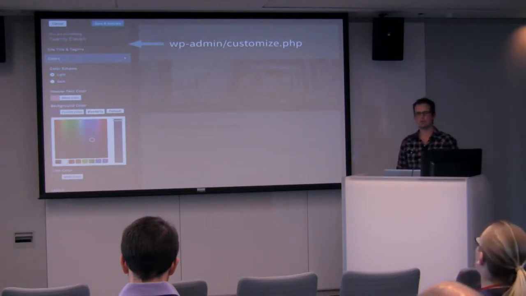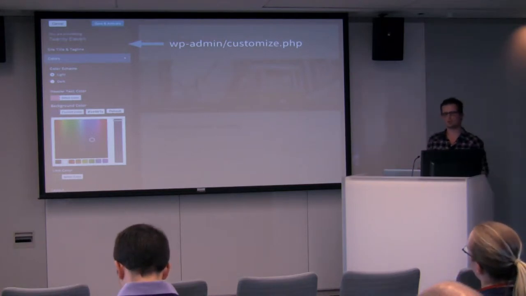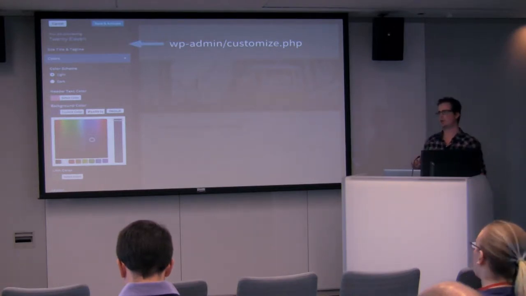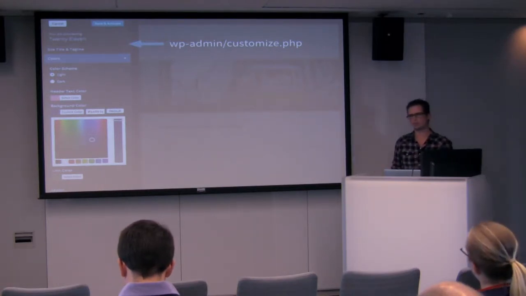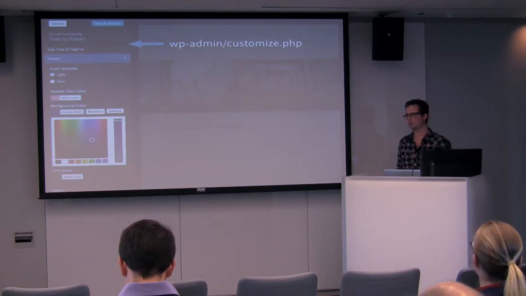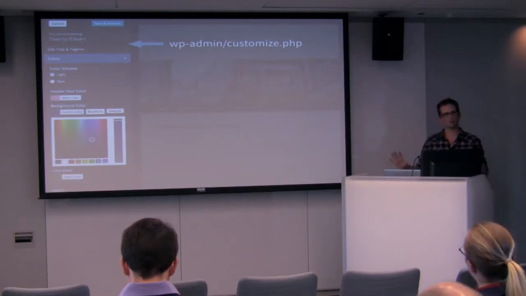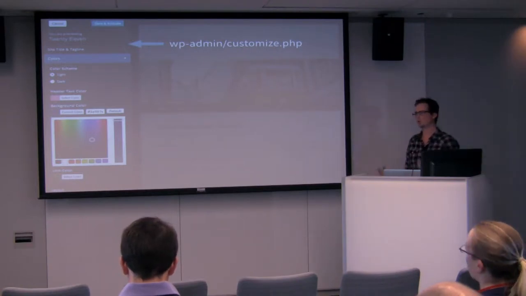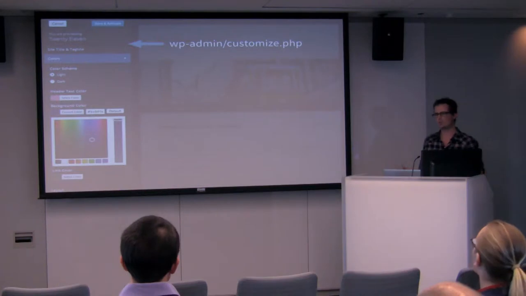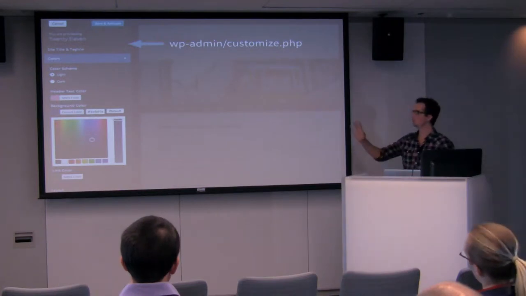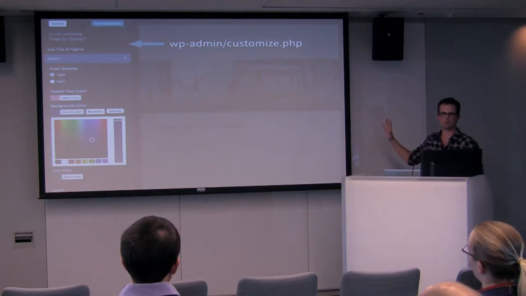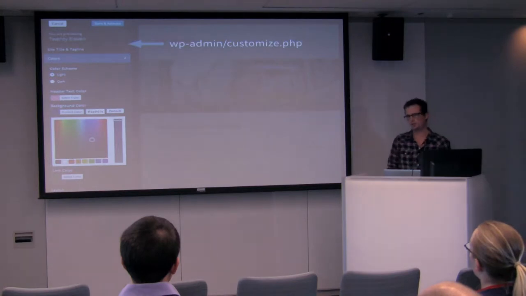wp-admin/customize.php. So that front-end iframe is sitting inside this admin page. Basically, they have the ability to communicate with each other through PostMessage, which is an HTML5 API that allows more than one window to send messages back and forth. That's how you get that instant feedback, because when you change a control, it passes that message directly into the other window, which in this case is an iframe.